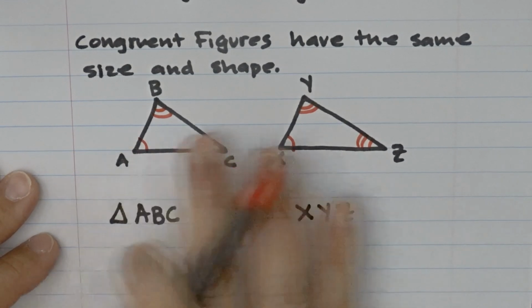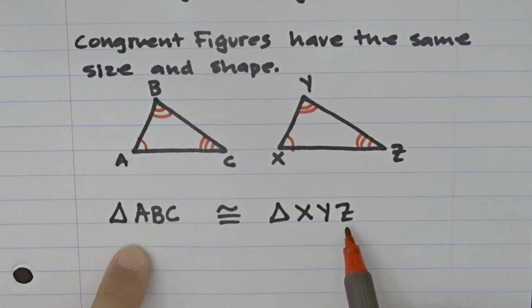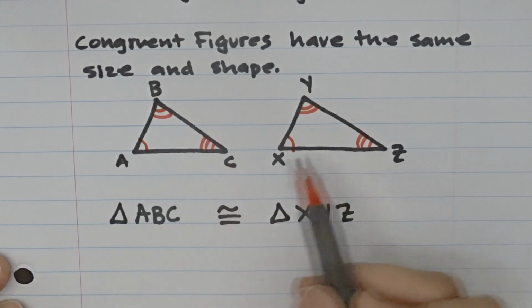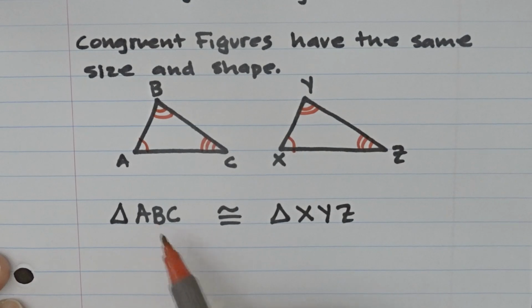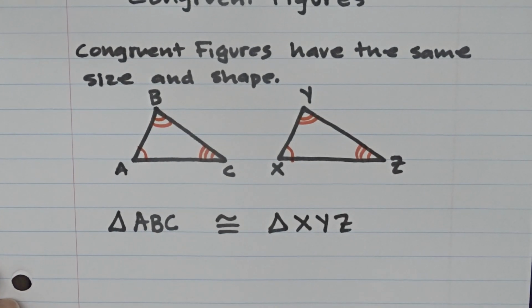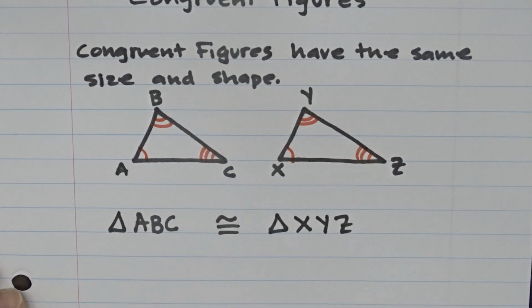So again, I don't really need to look at the picture because we could already tell. C and Z are listed third, so those are corresponding angles. If you notice B is in the middle, Y is in the middle. Those are corresponding angles. That's how you can identify them also, just by the notation that you're given.